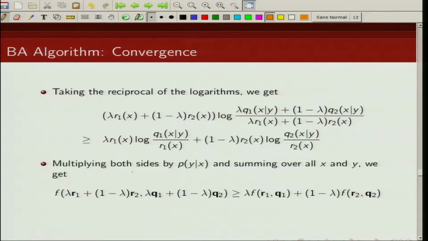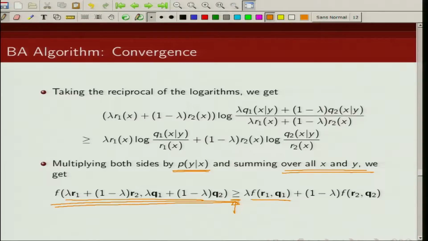Next I multiply both sides by P of y given x and sum over all x and y. So if I do that, what I get on the left hand side is the function evaluated at lambda times r1 plus 1 minus lambda times r2 and lambda times q1 plus 1 minus lambda times q2, which is greater than or equal to lambda times the function evaluated at r1 q1 plus 1 minus lambda times the function evaluated at r2 q2. And we know from the definition of concavity that if the function evaluated at this is greater than or equal to the expected value of the function, basically this is the condition for concavity. So this shows that the function f is a concave function.